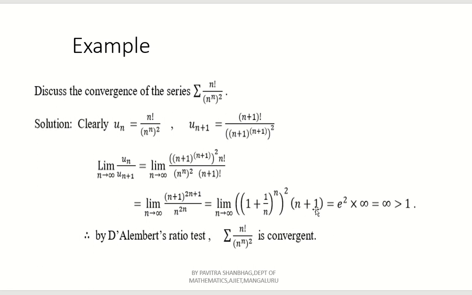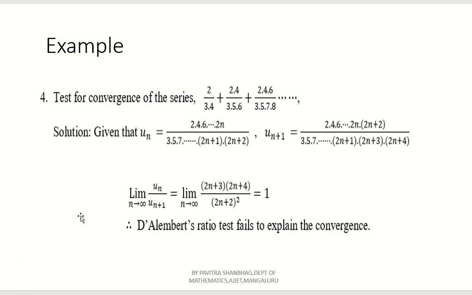But again, if you apply the limit as n tends to infinity, infinity plus 1 is infinity. Infinity into any quantity else is infinity. Obviously, it is greater than 1. So, the value is greater than 1 for the ratio un by un plus 1. That means the given series is convergent. Okay. Now, let us move to the next problem.